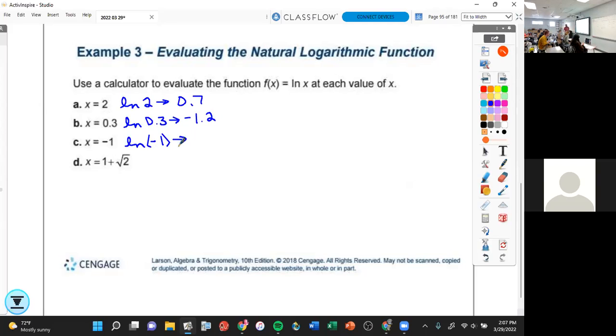Does not exist. Does not exist. It literally says if an answer does not exist. If the answer does not exist, D.